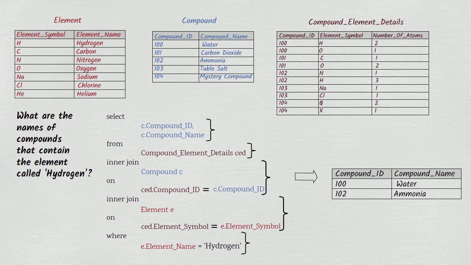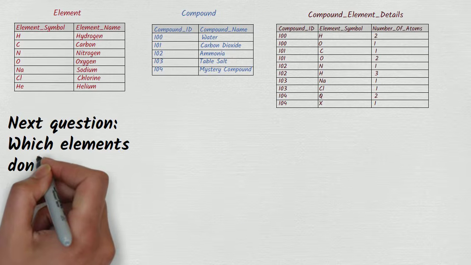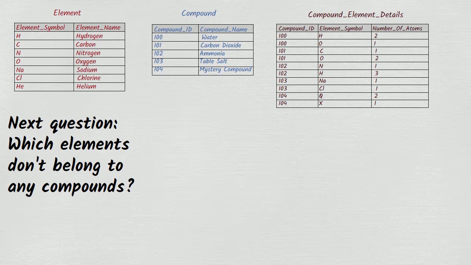Now let's turn to a different question. The question is, which elements don't belong to any compounds? To answer this question, we'll attempt to relate rows in the element table to rows in the compound element details table.